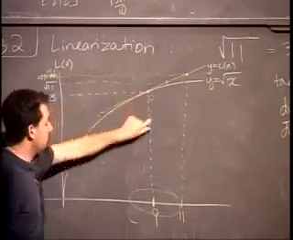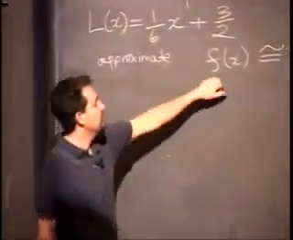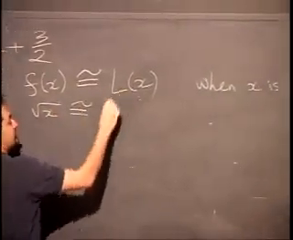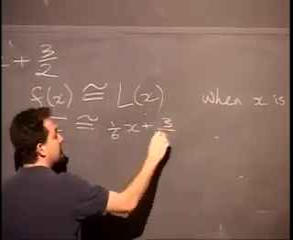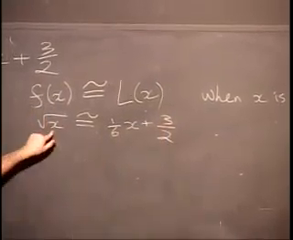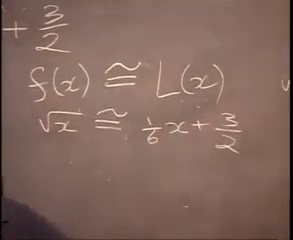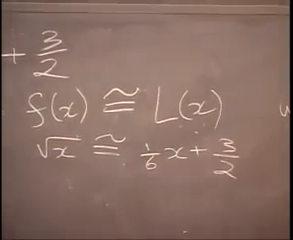Okay? Now, when x equals 9, they're both 3. Plug it in. Remember, this is root x, and this is 1/6 x plus 3/2. Plug in 9 if you don't believe me. You get 3 there, and there you get 9/6, which is 3/2 plus 3/2, which is 3. So at 9, they're equal. Near 9, they're almost equal.